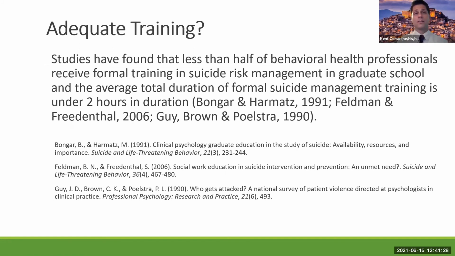Well, here's the problem. Less than 50% of the graduate school programs in America and Canada even give formal training on suicide risk management. And of the ones that do provide that training, the average duration is under 2 hours. So we're talking about arguably the most lethal condition a therapist would have to address, and only about half the schools provide any training, and it's about 2 hours. Could you imagine if in medical school, dealing with a myocardial infarction, which is one of the most fatal conditions a cardiologist or even a family physician would have to deal with, less than half of them got trained, and the ones who did got about 2 hours or less of training?